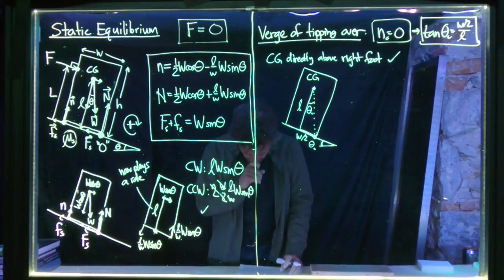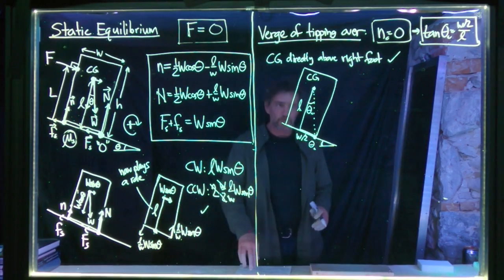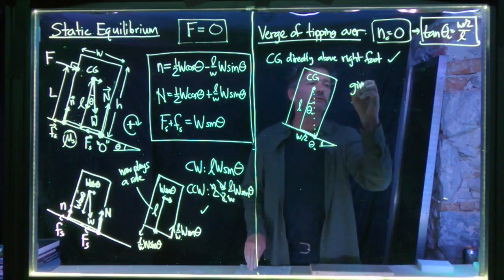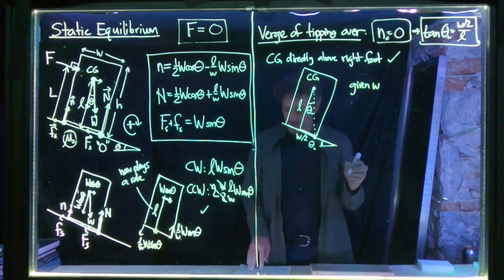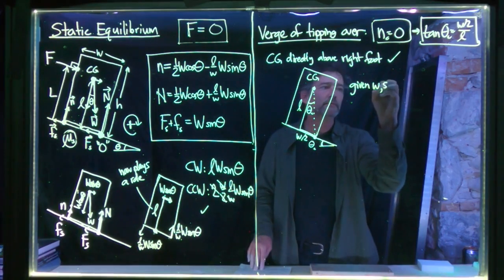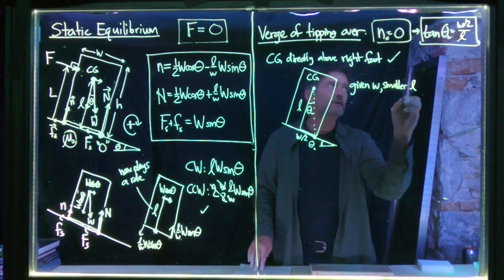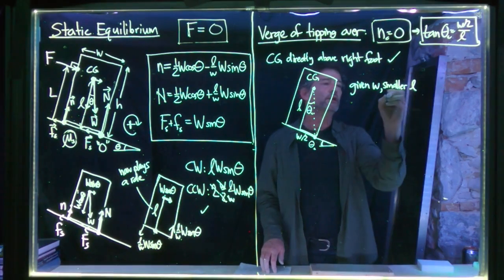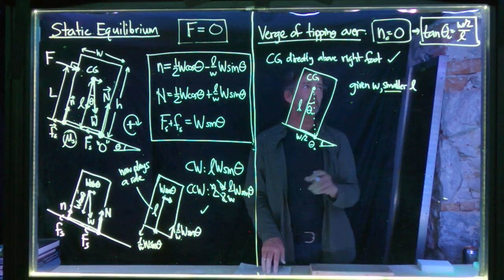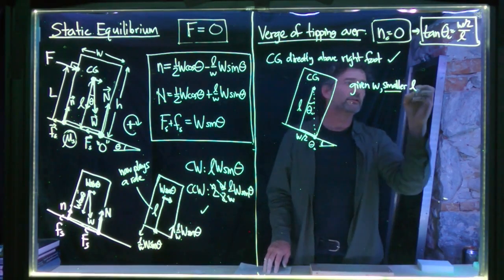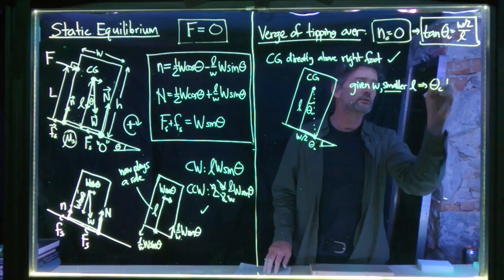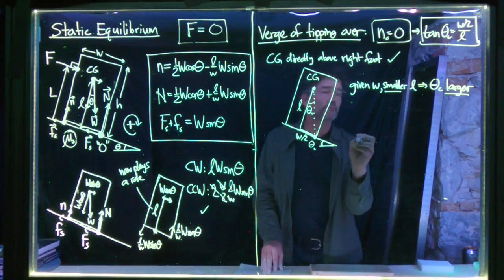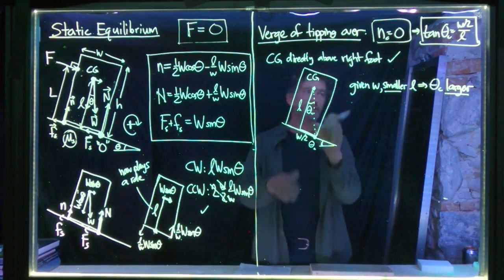And what else? Oh, yeah. So I should say this. So for a given W, let's look at this condition of the slope. For a given width W, if we make L smaller, so we have the fridge of a given width, and so that W over 2 is fixed, and we make L smaller, then it means that tan theta critical is larger, which means theta critical is larger.